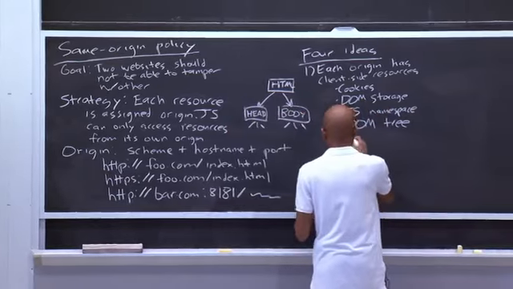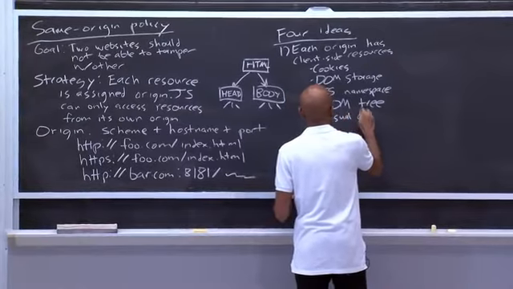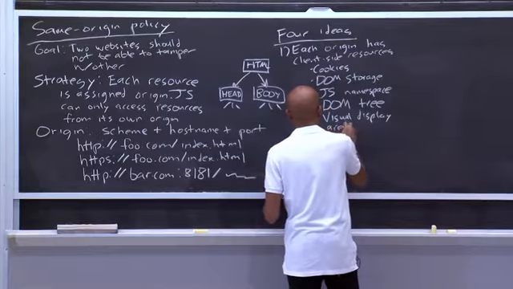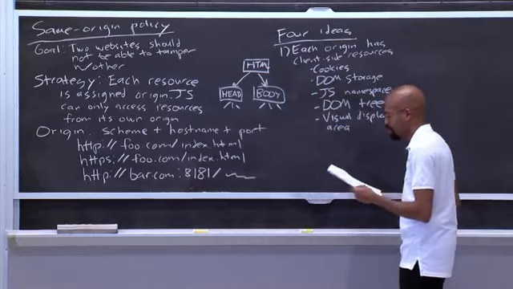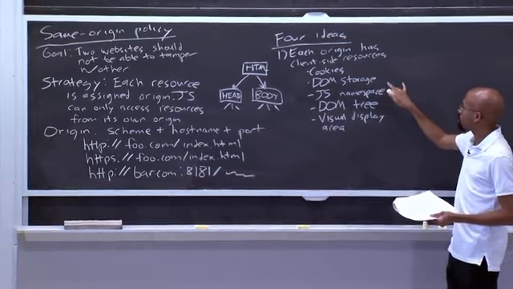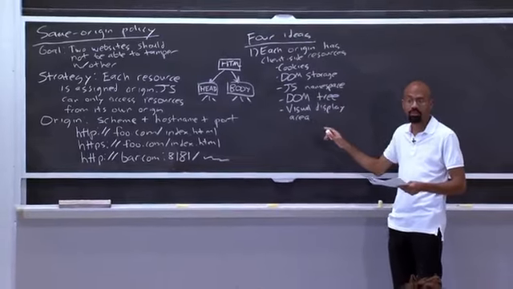There's also a visual display area. Although we'll see that the visual display area actually interacts very strangely with the same origin policy, and so forth. So at a high level, each origin has access to some set of client-side resources of these types. Right? Does that make sense?